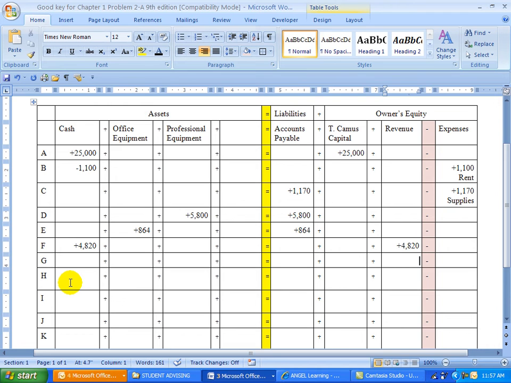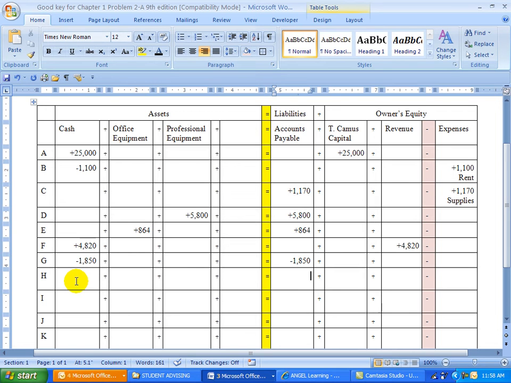And letter G, we paid on account to Norman Company, a creditor, $1,850, and we wrote a check. When you write a check, the amount of your cash is going down, so that's a minus to cash. And we're paying on a bill that we owe. So when we owe bills, it goes into accounts payable. When you make a payment to that bill, it's going to make the balance of your bill decrease. So here's a minus to cash and also a minus to accounts payable. So we're still in balance.